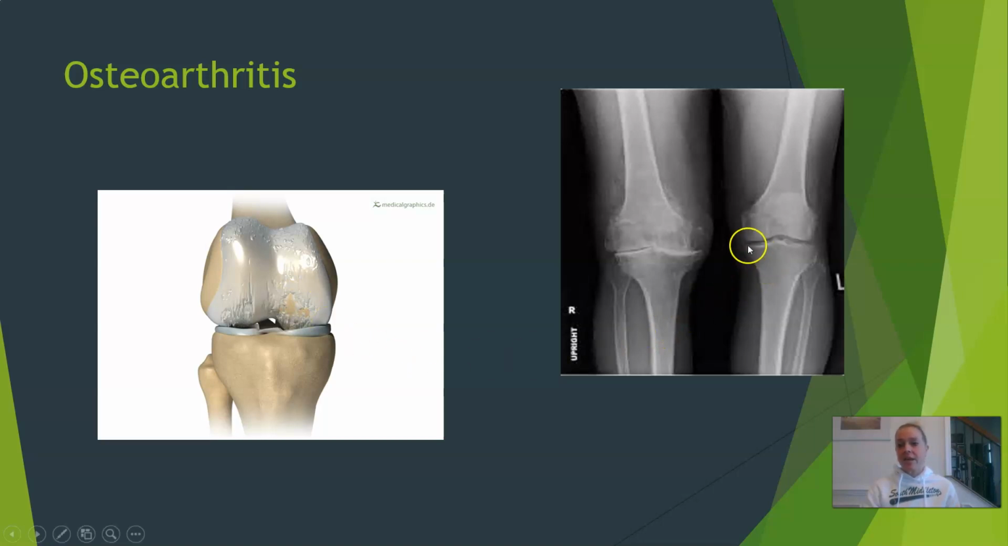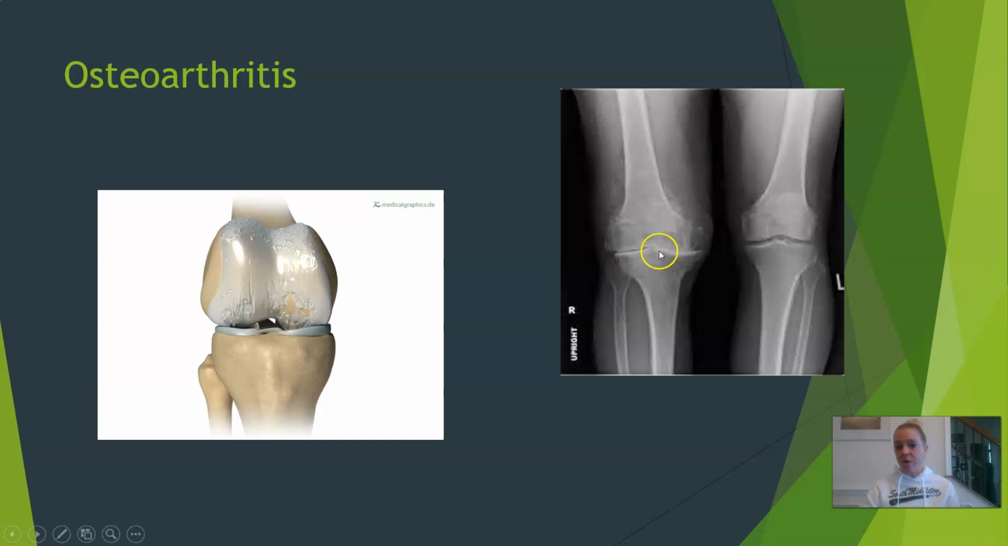If you look at this x-ray, here is the right versus the left knee. Left knee looks okay, pretty symmetrical, even joint space there on the left side. When you get over here on the right side, you can see it's narrowed on both sides, but definitely the medial side is more narrowed than the lateral side.